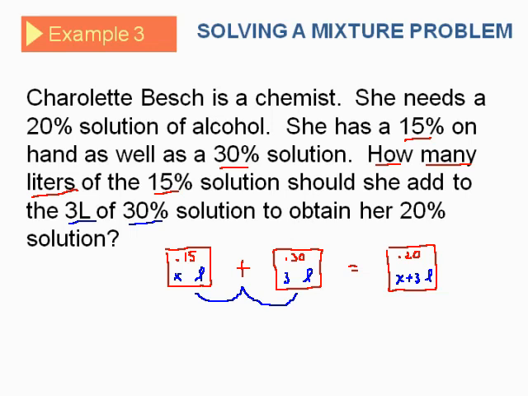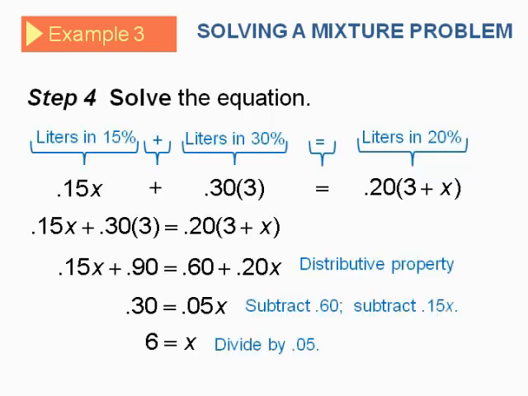So whenever you're setting these up, now we can write the equation here as the percentage times the amount in the first beaker plus the percentage times the amount in the second beaker equals the percentage times the amount in the third beaker. And then it's just a matter of solving for X. So here we go. We'll go ahead and show you here that multiplying and distributing and so forth will lead us to the answer X equals 6.